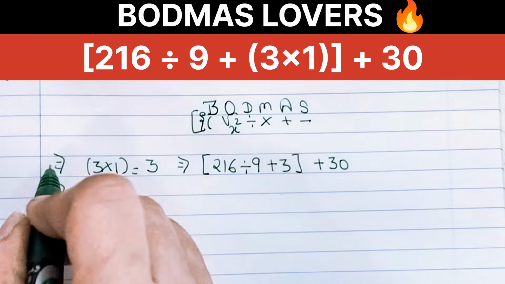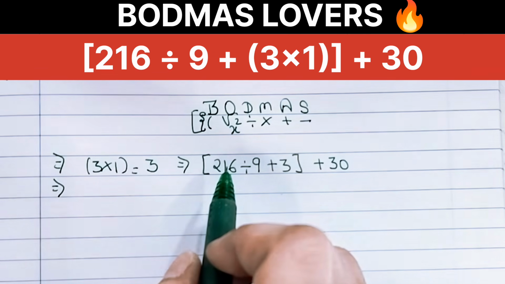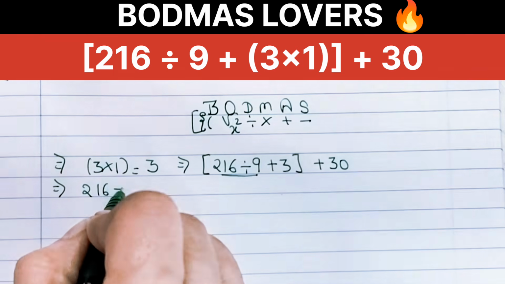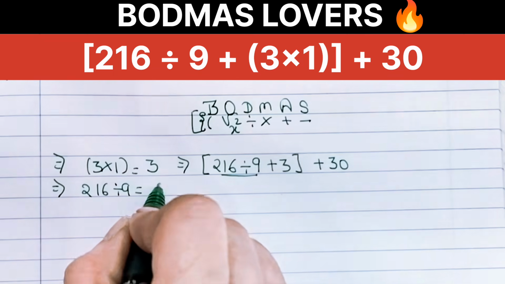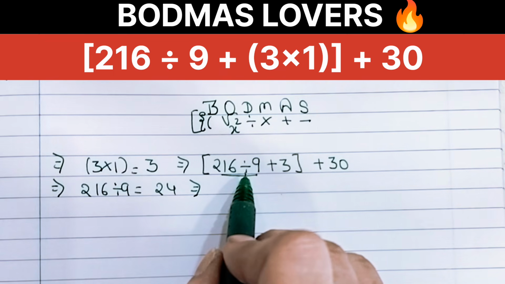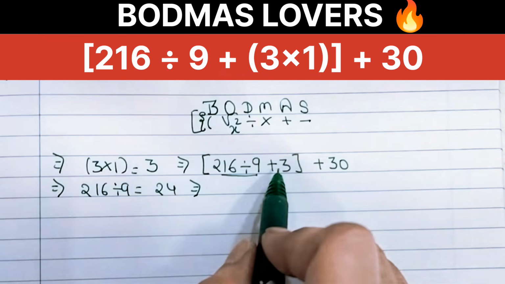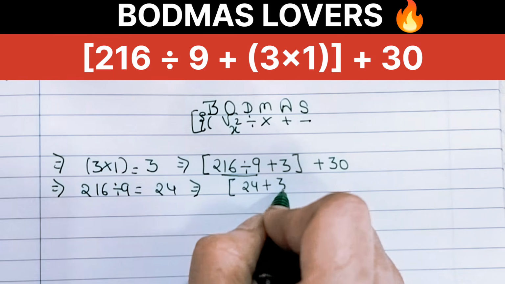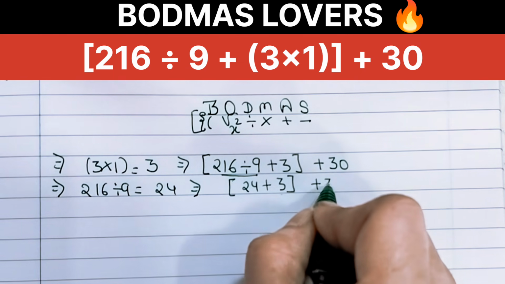Move to the next step. According to the next step, we divide inside the square brackets. Now calculate 216 divided by 9. We'll get 24. According to this step, inside the square brackets, division takes priority over the addition. And now the current expression becomes square bracket 24 plus 3 square bracket, plus 30.